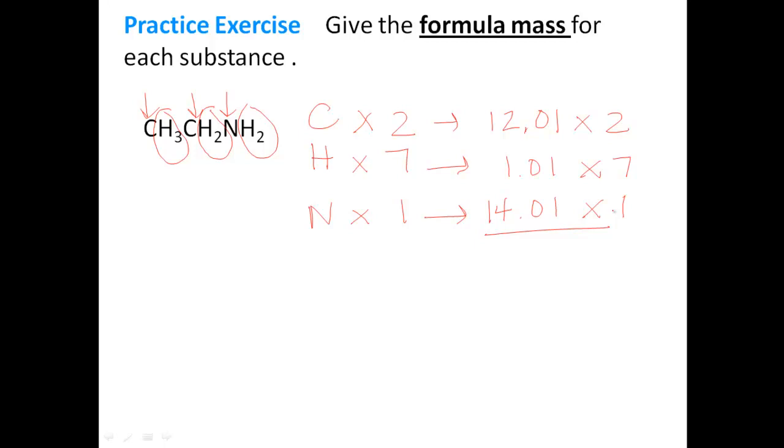We have 12.01 times 2. We have 1.01 times 7. And then we also have 14.01. So when we add all of this up, we're going to get 45.1 AMU. Okay. So the total formula mass for CH3CH2NH2 is 45.1 AMU.